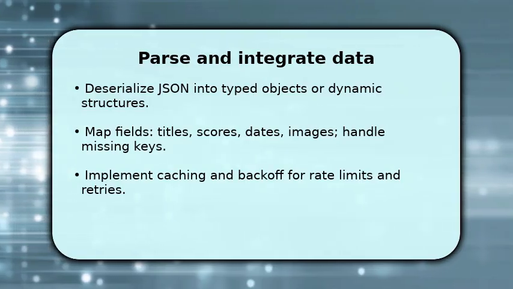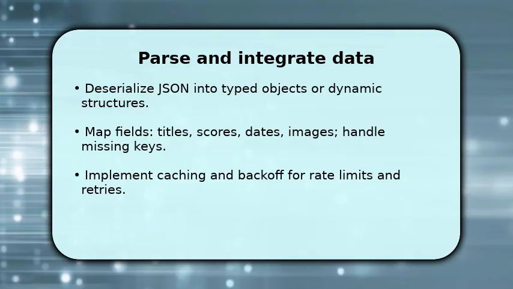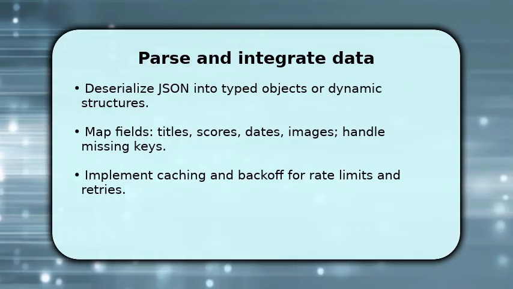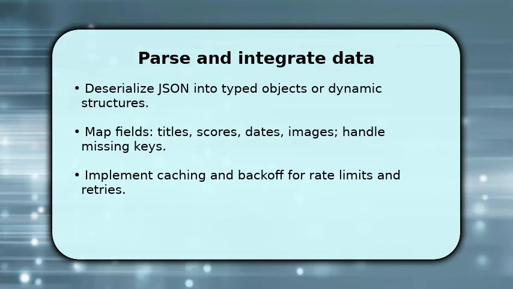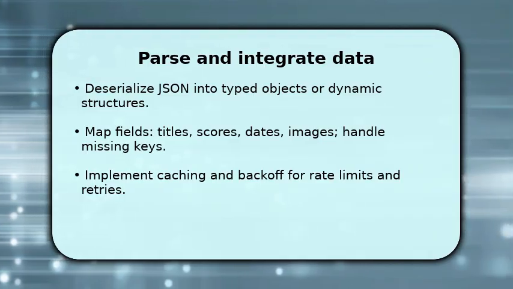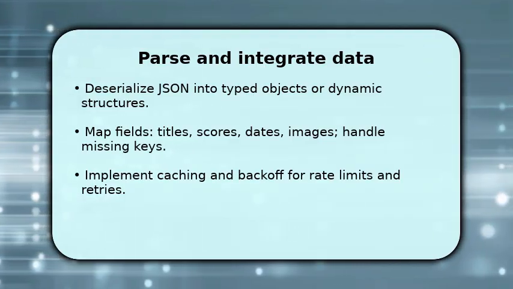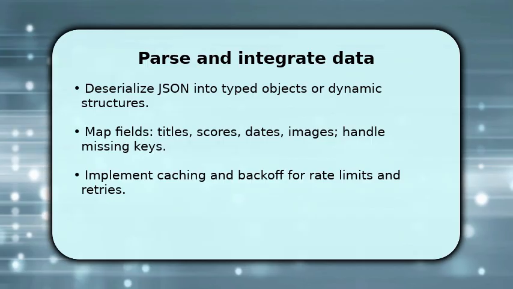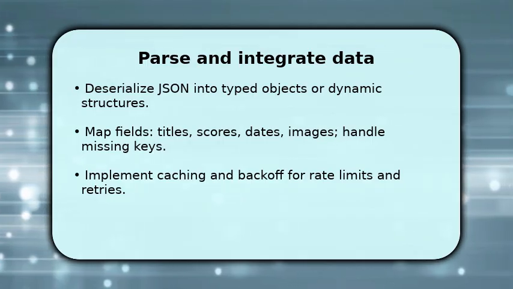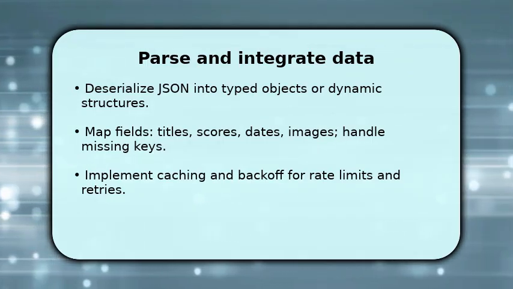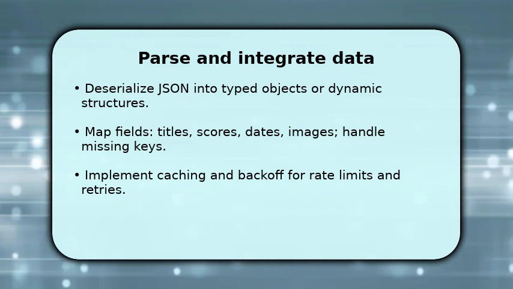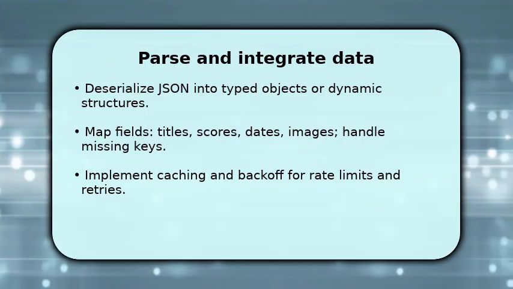Because Jikan responses can omit fields, add safe accessors and defaults so your UI won't break. Once mapped, implement caching with TTL to reduce requests and add exponential backoff for retries when you hit transient errors. Also, normalize date formats and image sizes so downstream components can render consistently without conditional logic.